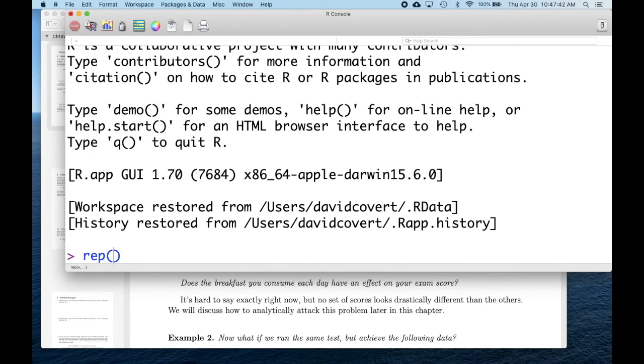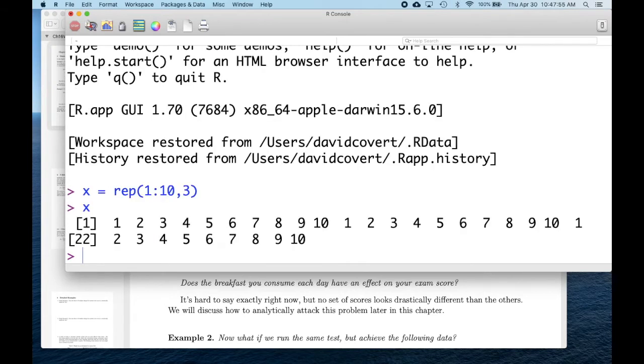And so what you can do is, let's say I want to have the sequence 1 through 10 repeated 3 times. And so that's what I want my data set X to be. And here we go. So X is 1 through 10, 3 times. And that's one way you could do it.